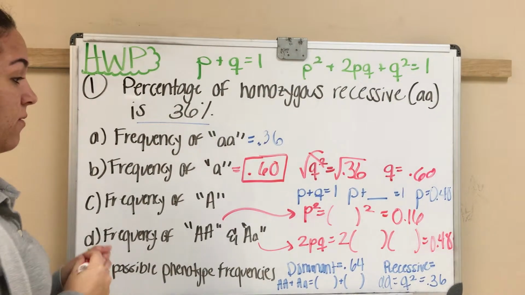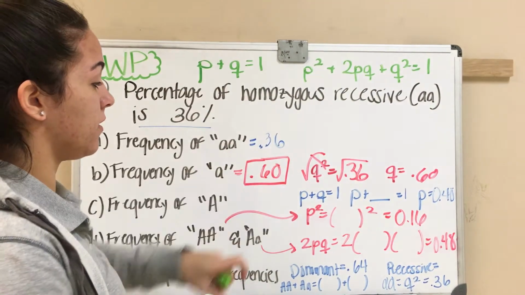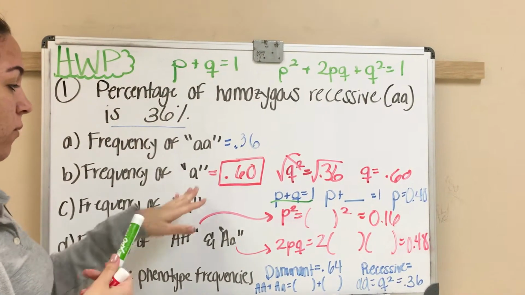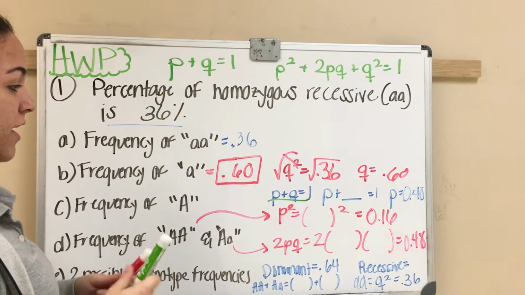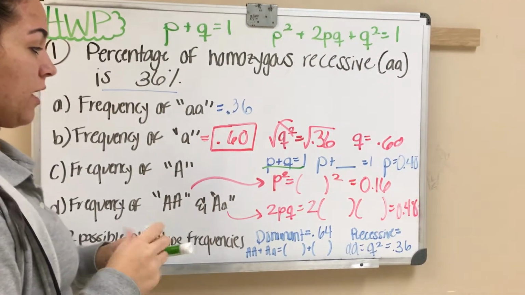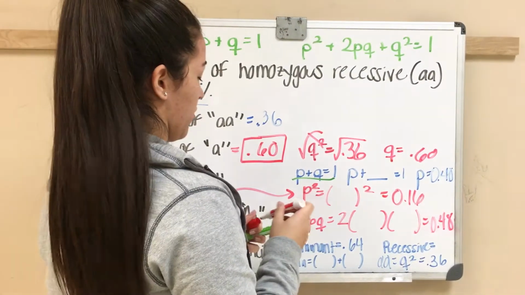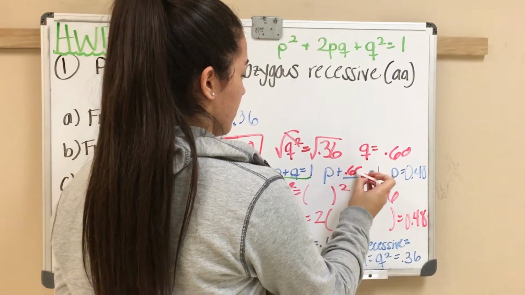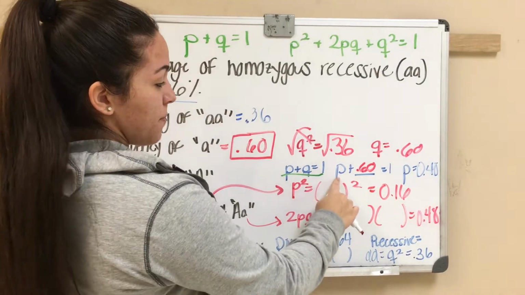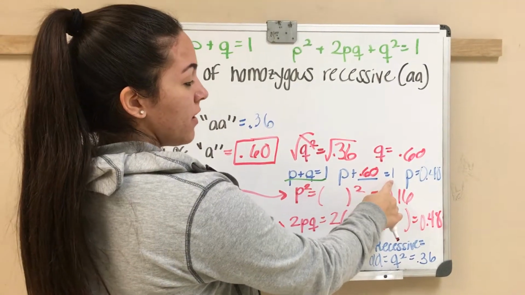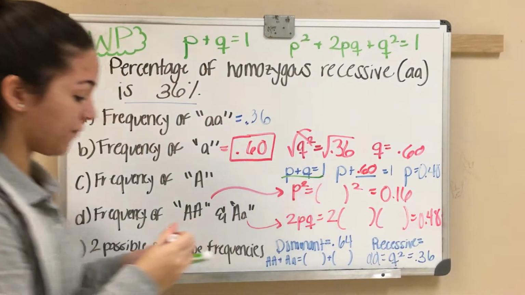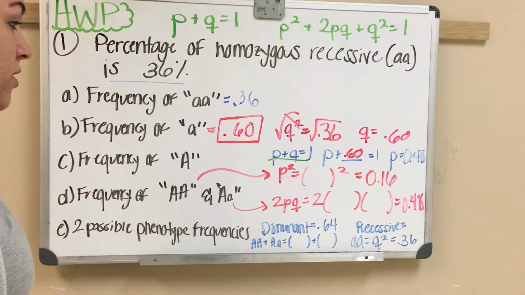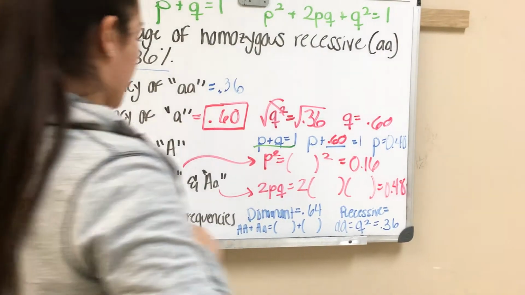Okay, next question. You're going to use this formula, which is the P plus Q equals 1, and then you're going to plug in what A equals in order to get P, which P is dominant. So you're going to use 0.60. And then to find P, you need to subtract 0.60 from 1, so P is going to equal 0.40. That's for the frequency of A. So the frequency of A is 0.40.